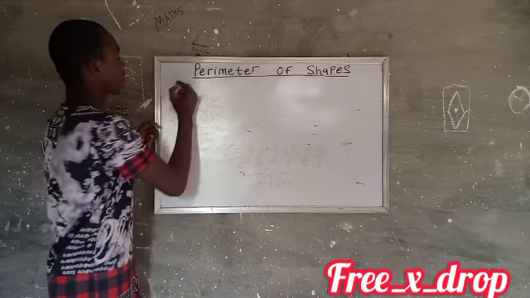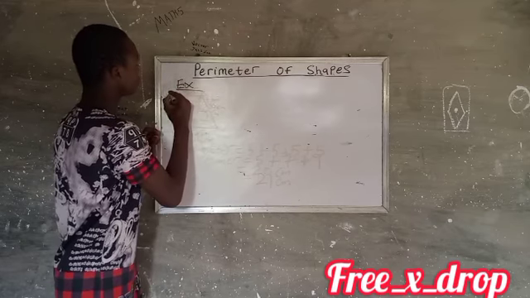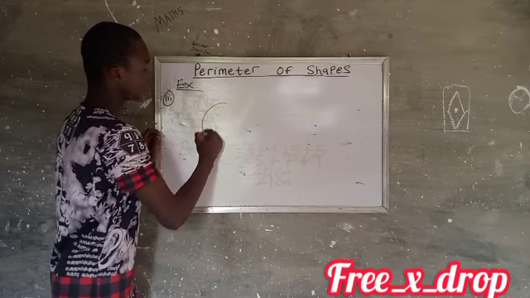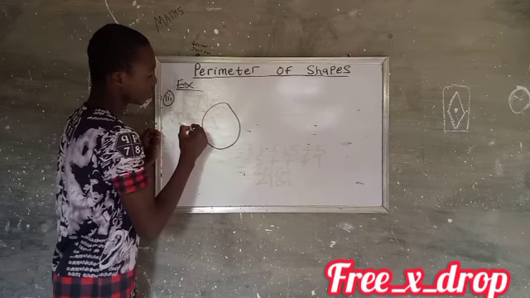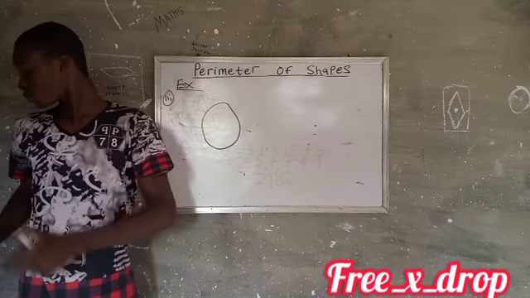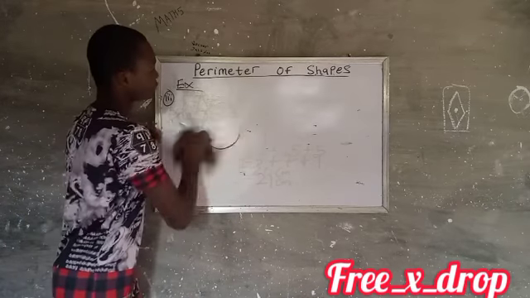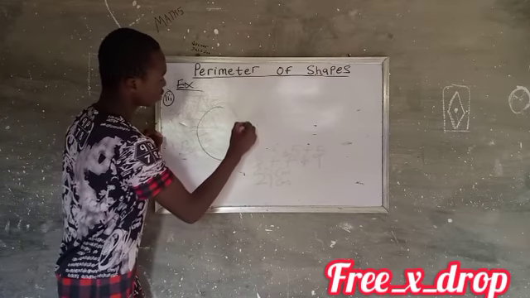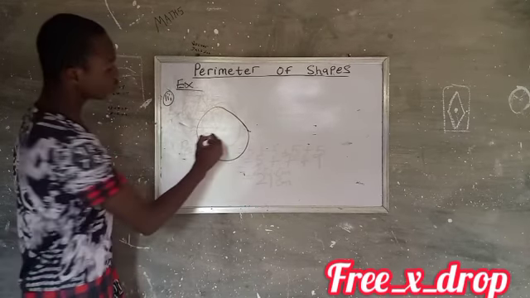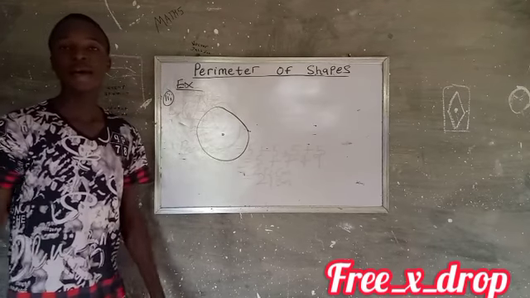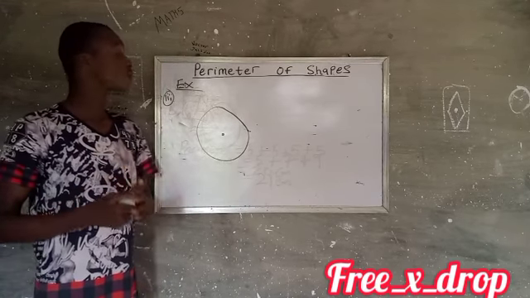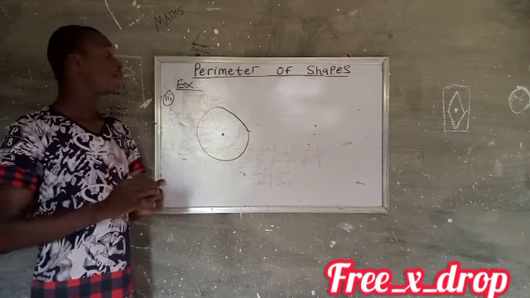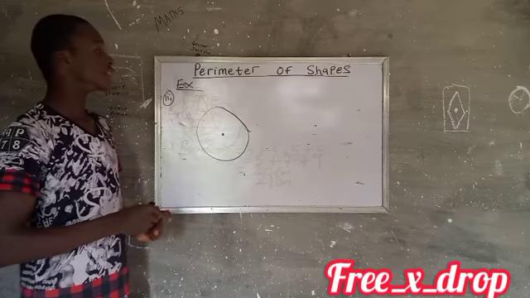Now for our third example here, we have a circle like this. Okay, sorry about that. Don't mind my circle. Now we have a circle like this, and we are asked to find the perimeter of this circle. First of all, before we solve this thing, I'll be giving you the formula of perimeter. The formula of perimeter of a circle is this.